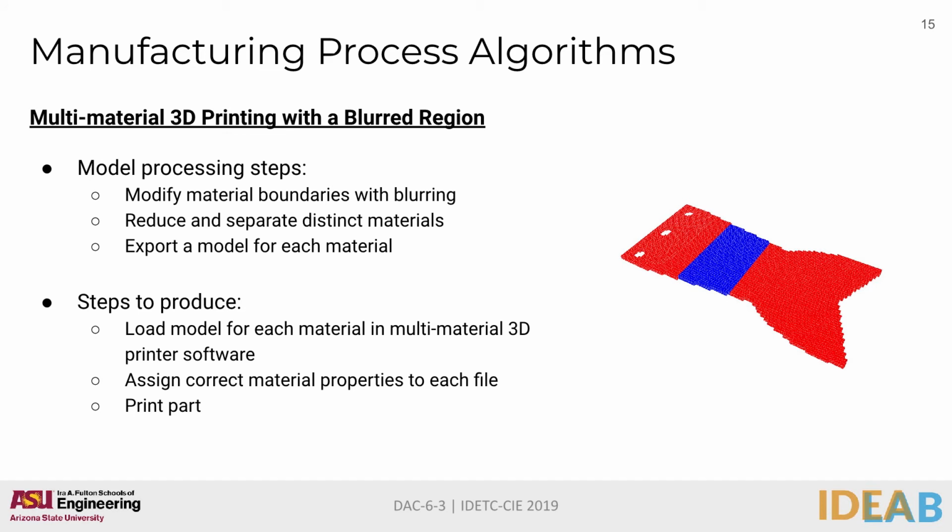First is creating a 3D printed model with a blurred region. The steps for processing this model are modifying the material boundaries with a blur, reducing the number of materials present, and separating distinct materials so that a model can be exported for each material. To produce this part, these models could then be loaded into a multi-material 3D printer's software. Material properties could be assigned to each file, and the part could be printed.